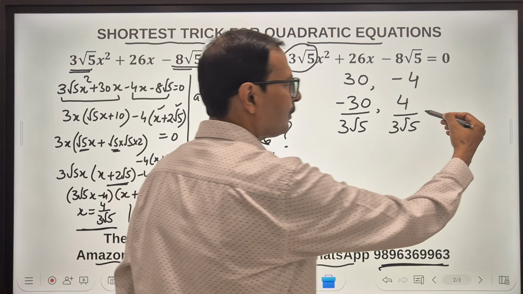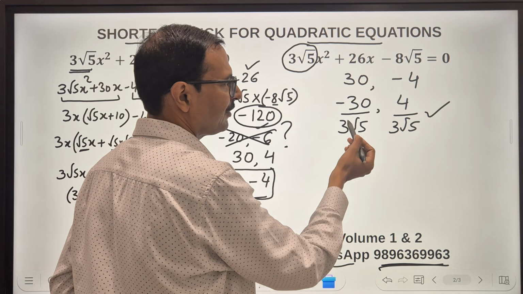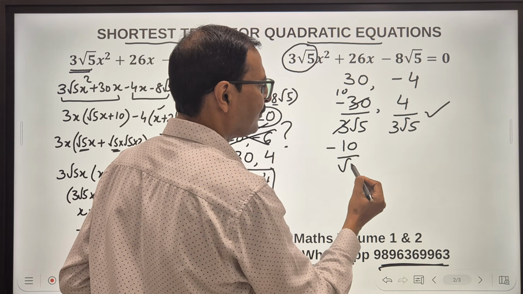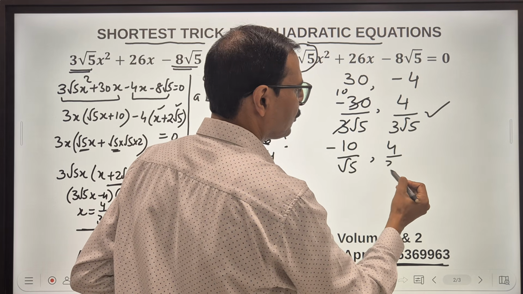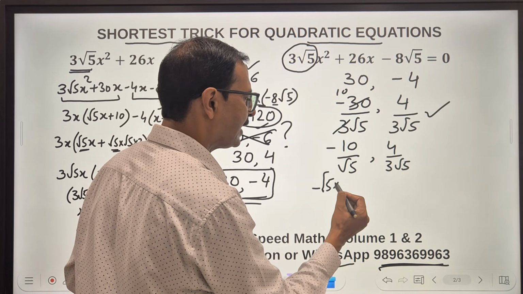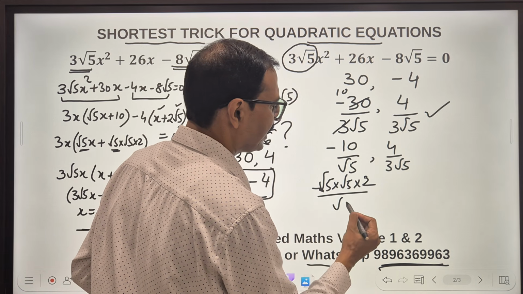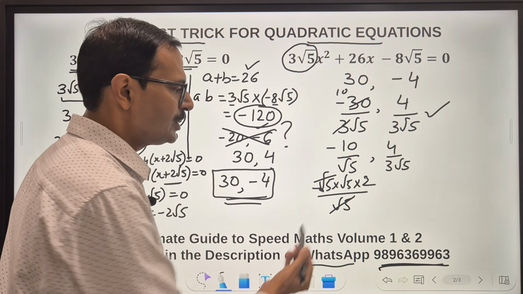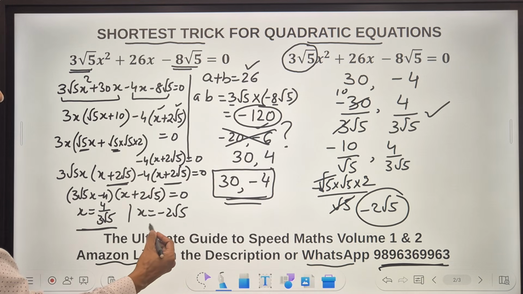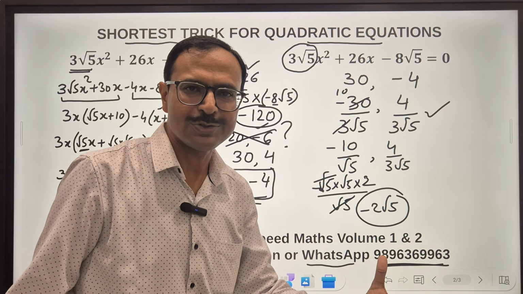And can you see here, 4 upon 3 root 5? And here we have 4 upon 3 root 5. I don't need to change it. Only thing is I have to cancel some of the factors here. So 3 cancels this 10 times, giving minus 10 upon root 5. And 4 upon 3 root 5, I don't want to change. 10 can be written as 5 times 2. So root 5 times 2. Right? And why am I doing that? Because I need to cancel a root 5 also. So you get negative 2 root 5 as the other factor. And look at the answer. Negative 2 root 5 and 4 upon 3 root 5 are the required solutions.